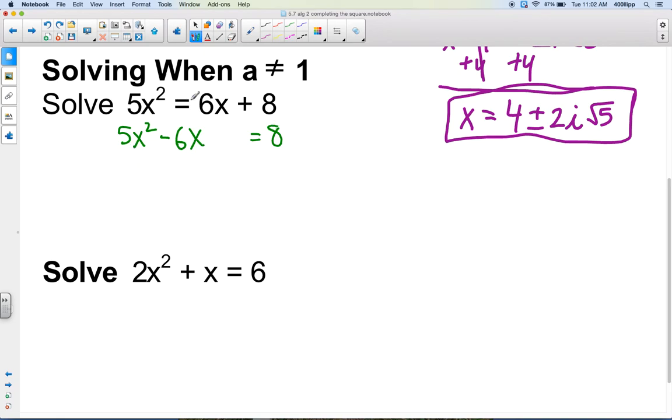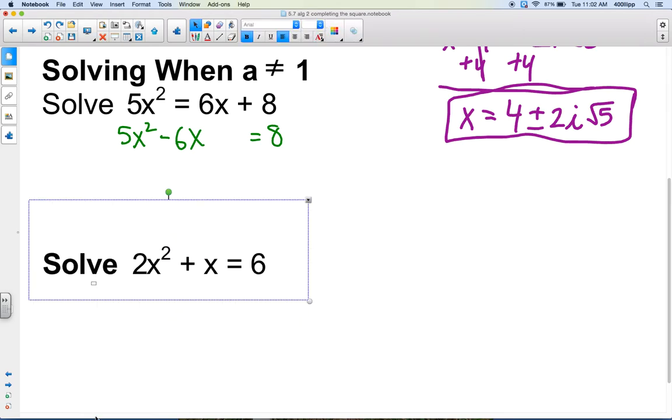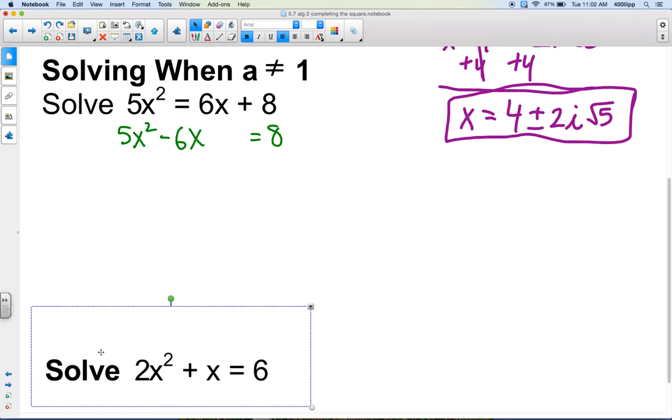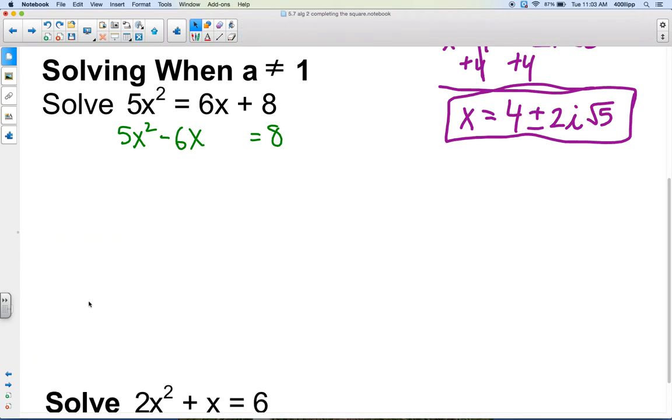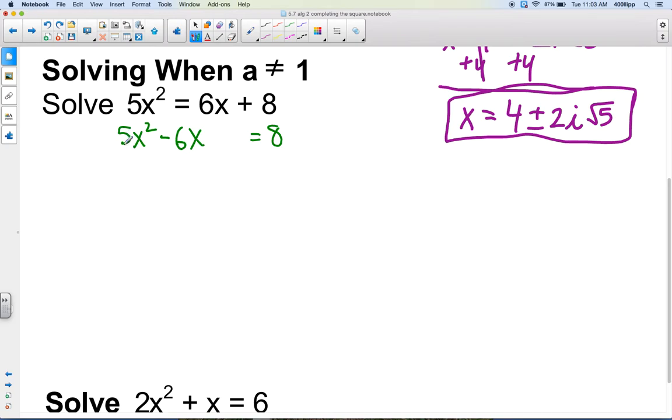There we go. So what I'm going to do here is I'm going to divide everything by whatever the value of a is. So in this case, I'm going to divide everything by 5, because we want this to be a 1. So in order for it to be a 1, I need to divide everything by 5, because then this will make it a 1. Okay, so I have x squared minus 6 over 5 x is equal to 8 over 5.